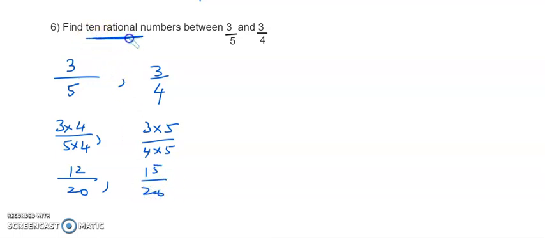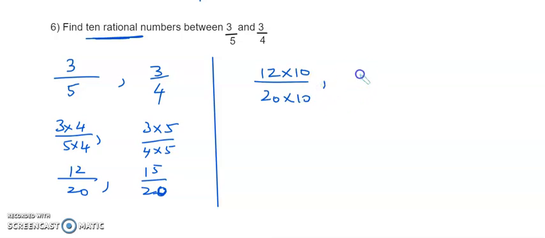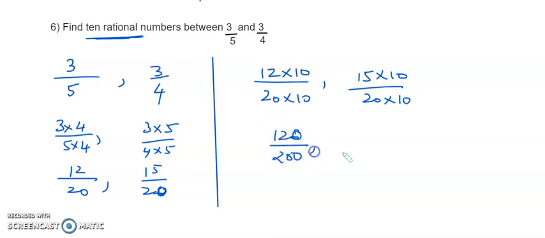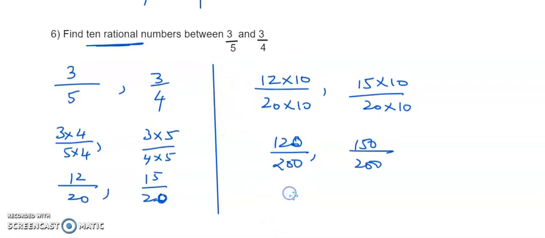I need to find 10 rational numbers. Between 12 and 15, do we have 10 possibilities? No. So again, what do we have to do? Make it a smaller fraction. How do we make it? Multiply by 10 to the numerator and 10 to the denominator. So now the fractions will become 120 by 200 and 150 by 200. Between 120 and 150, we have 30 different numbers. So any 10 you can select. Clear? Now this was easy because we had fractions.